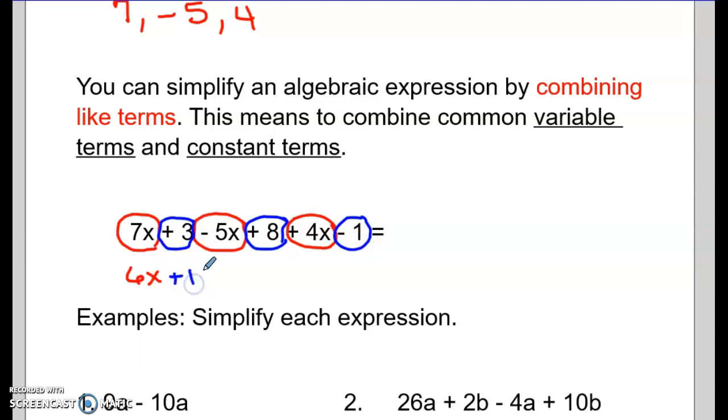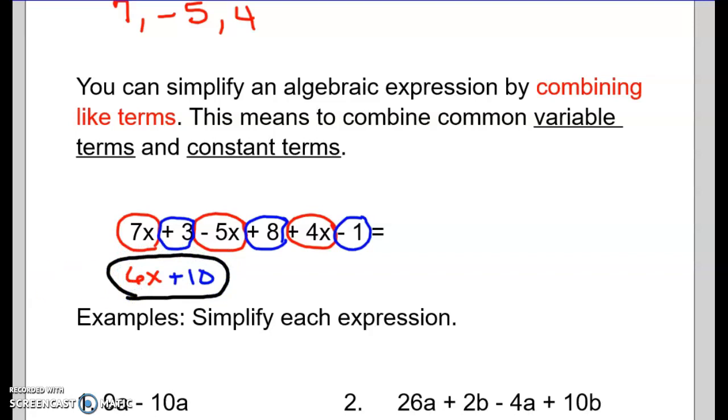Since it's a positive 10, this is what our expression simplifies to. We went from having 1, 2, 3, 4, 5, 6 different terms. Now we only have 2 terms. So they simplify to 6x plus 10. And this is your final answer. Okay, this is your answer.